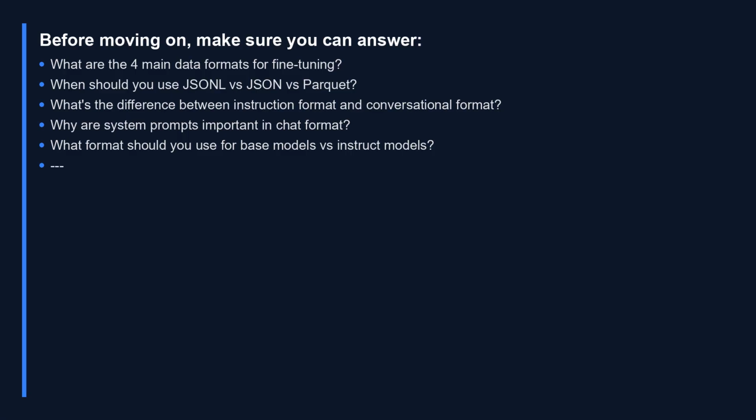Knowledge check. Before moving to the next lesson, make sure you can answer these 5 questions without looking anything up. What are the 4 main data formats for fine-tuning? When do you choose JSON-L over JSON? And when does Parquet make more sense? What's the structural difference between the instruction format and the conversational format? Why do system prompts matter in chat format data? And what format should you use for a base model versus an instruct model? If any of those feel uncertain, rewatch the relevant section. This is the foundation everything else builds on.